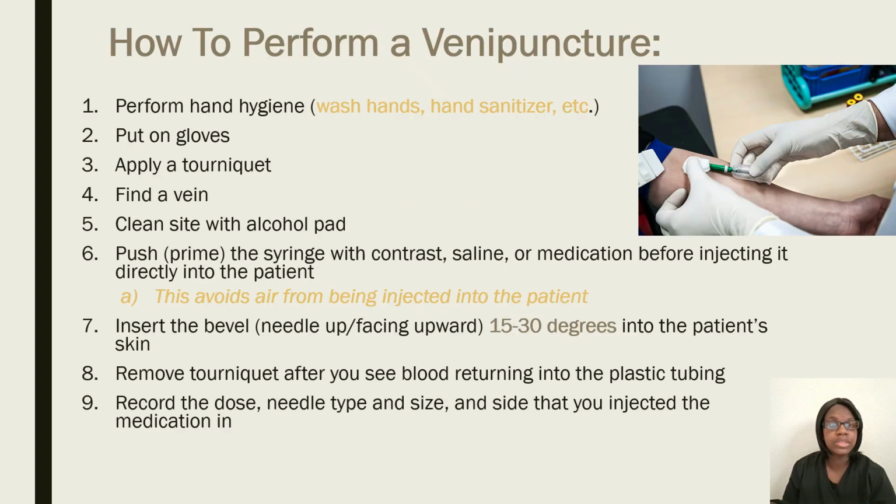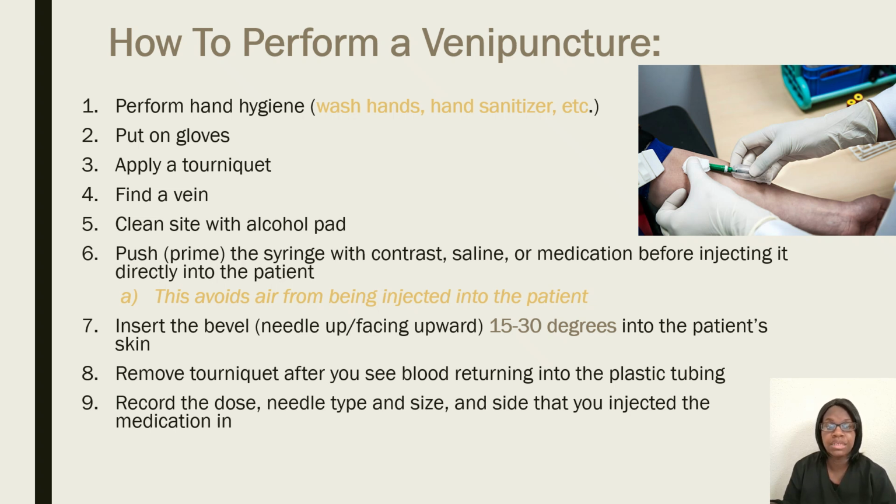Okay, now we are going to talk about the steps in performing a venipuncture. Number one, the first step, you have to perform hand hygiene. This means washing your hands or using hand sanitizer. Sometimes whenever a patient is a hard stick and we have to call a radiology nurse, I always see them wash their hands. So you can wash your hands, you can use hand sanitizer. The second step is put on gloves. The third step is apply a tourniquet.